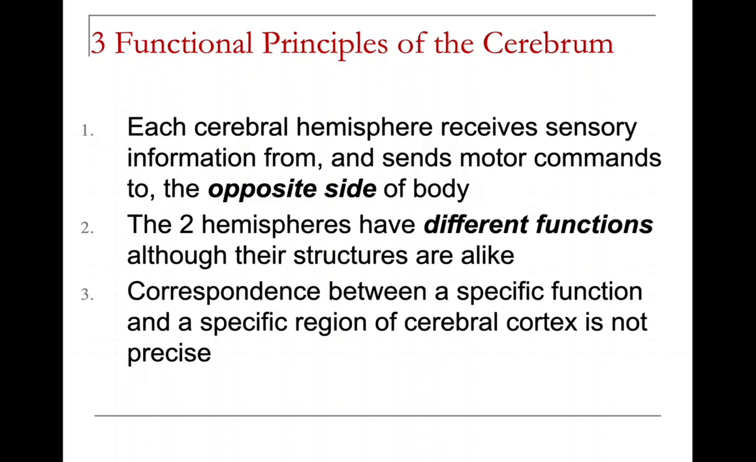The correspondence between a specific function and a specific region of the cerebral cortex is not precise. So we can't look and say, okay, this part of the cerebral cortex is damaged, this is exactly what function is damaged. It's not always straightforwardly mapped out. We have an idea of what's in that area, but the exact location, we are not able to see at this point.